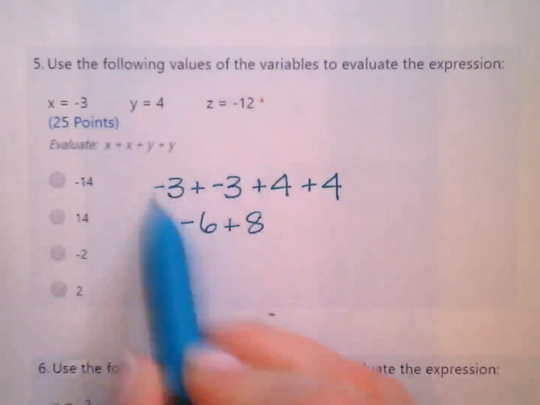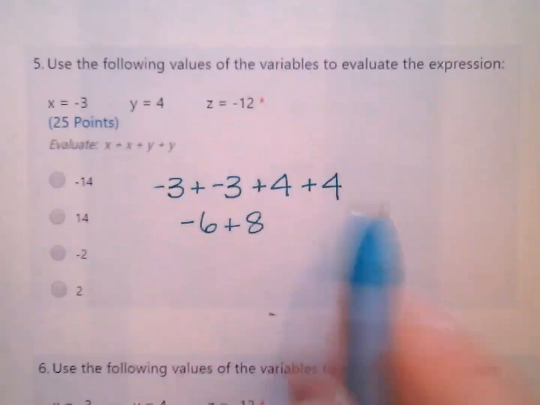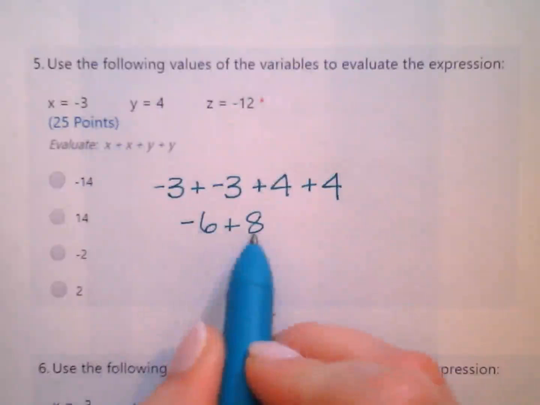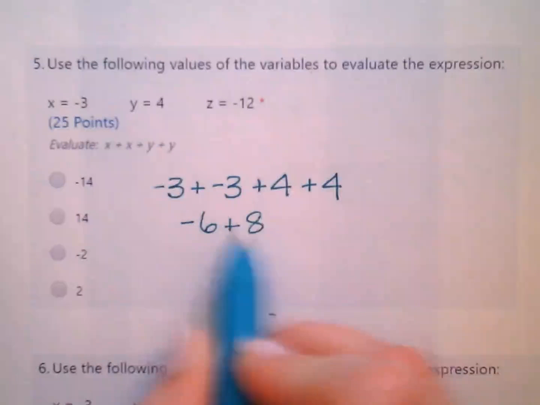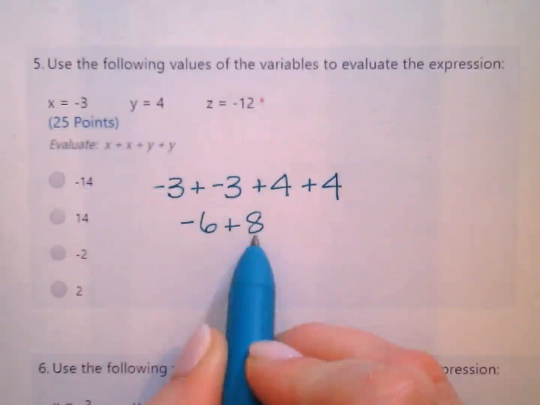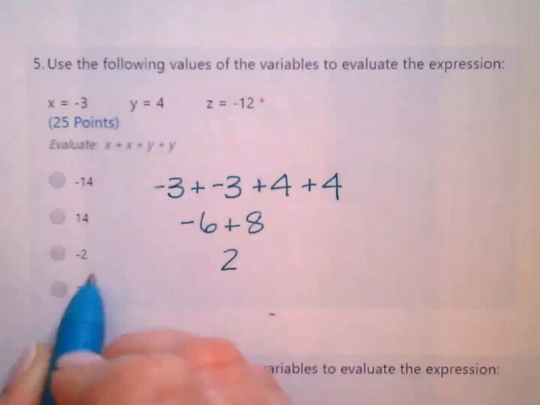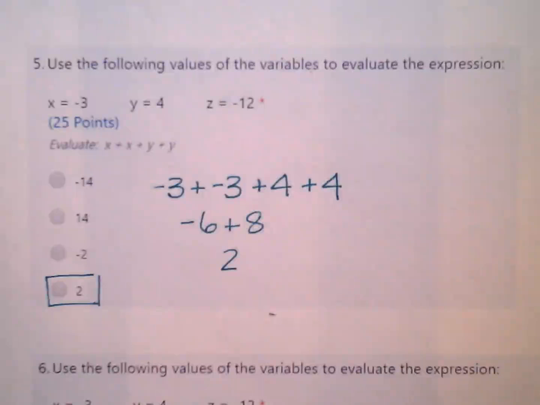So I'm going to group all my negatives together and all my positives together. And then from there, I'm going to look, well, what do I have more of? I have more positives. How many more positives? 2. So the answer here is going to be +2.